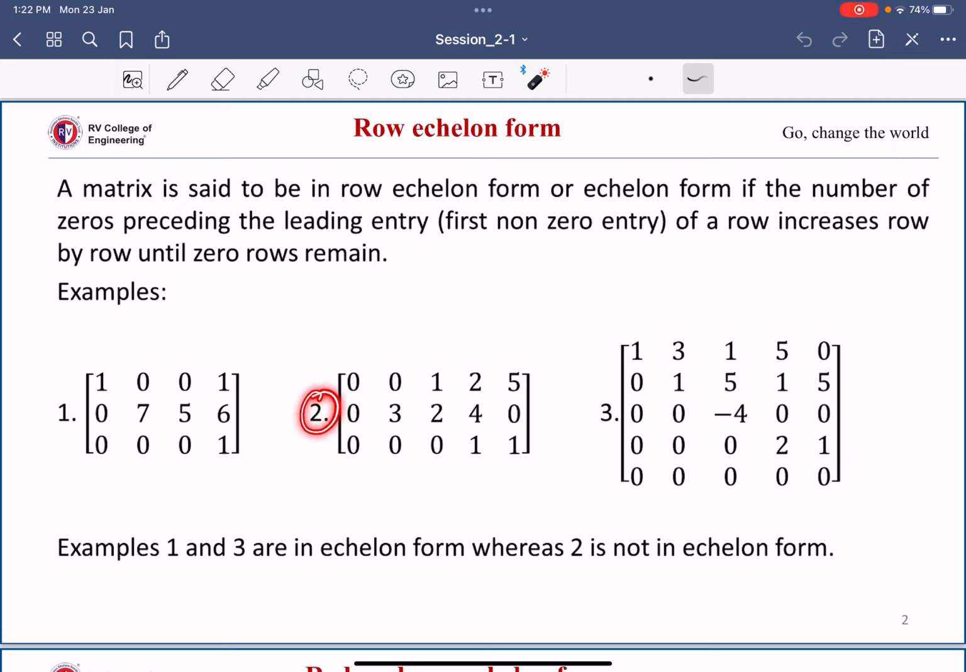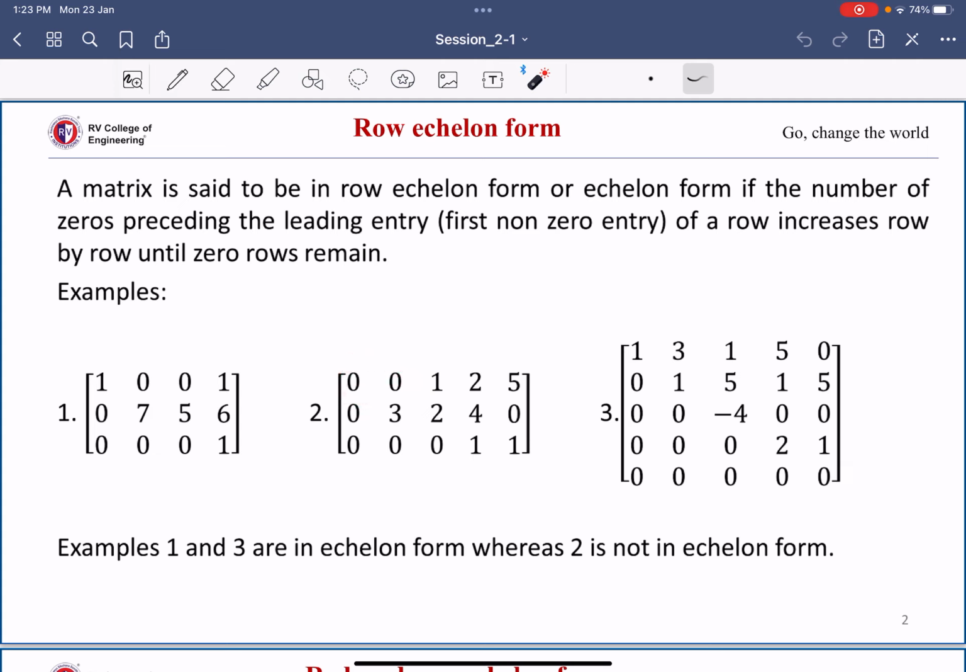Coming to the second example, we shall now check whether this particular matrix satisfies all the properties of echelon form of a matrix. The number of zeros appearing before the leading entry: the leading entry in the first row is 1. So the number of zeros appearing before 1 is 2.